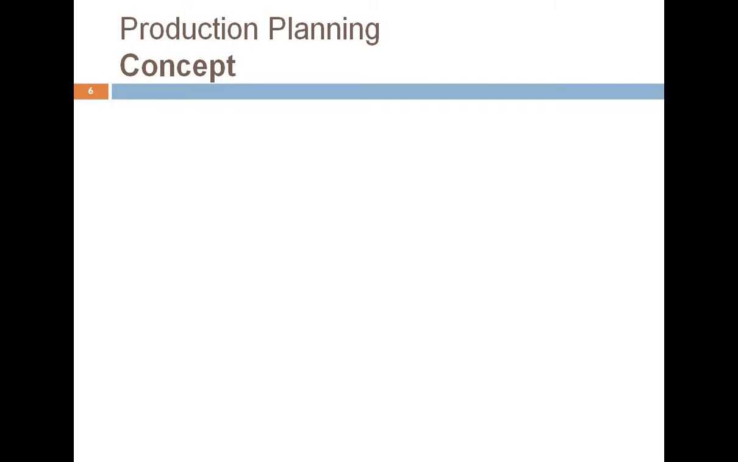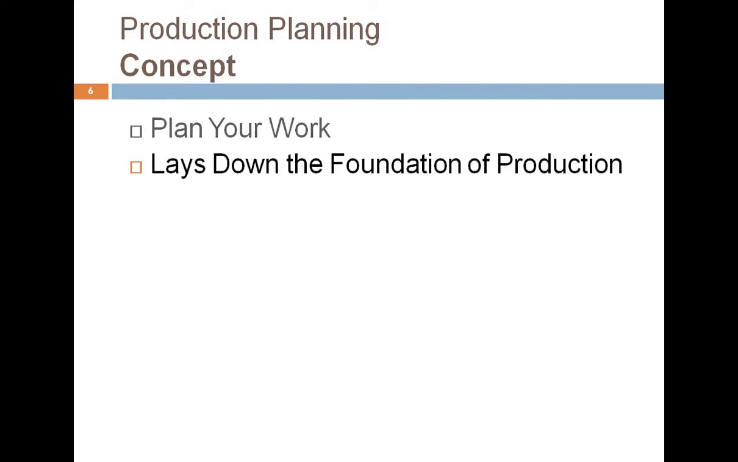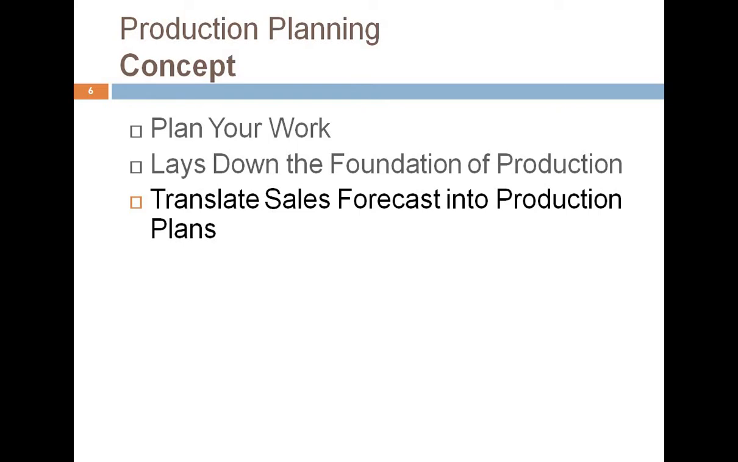So, production planning. It is exactly planning your work. It lays down the foundation of production, which translates sales forecast into production plans. Hum sales forecast ko production plans mein convert karte hain. Say for example, mujhe at the end of the year, I need to produce 10,000 units of product X. So what are my production plans that will be taken care of in this particular production planning?